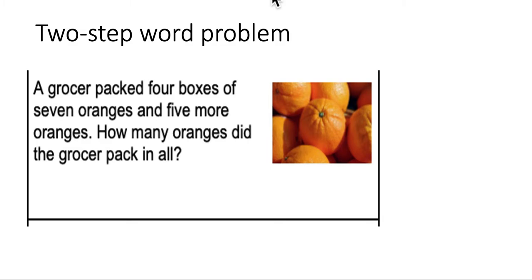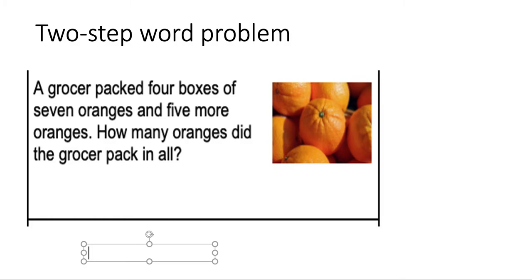A grocer packed 4 boxes of 7 oranges and 5 more oranges. How many oranges did the grocer pack in all? This time, what are we trying to figure out? What are you trying to figure out? Make sure you have your sentence stem to start it out. Pause the video and write a sentence to answer this question. How many oranges did the grocer pack in all? Resume the video once you wrote your sentence stem to help us figure out what we're trying to solve.